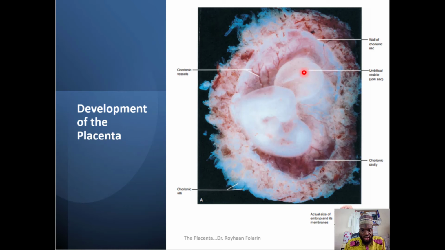So here is the umbilical vesicle, and you have the wall of the chorionic sac here. You can see some of these vessels. So these are chorionic vessels. This is the wall, and the villi are visible here. And then here is the chorionic cavity.